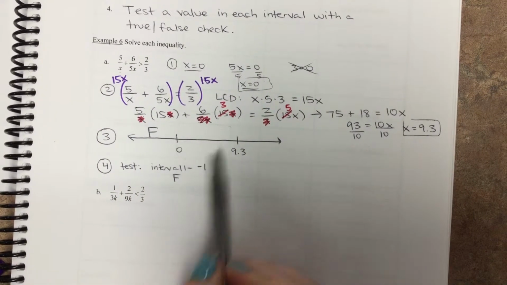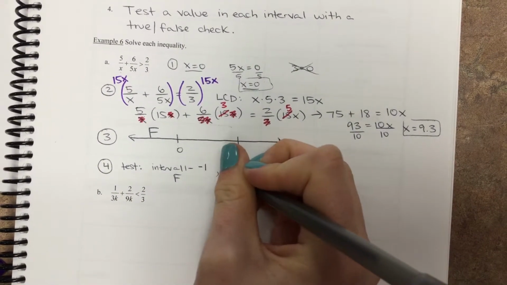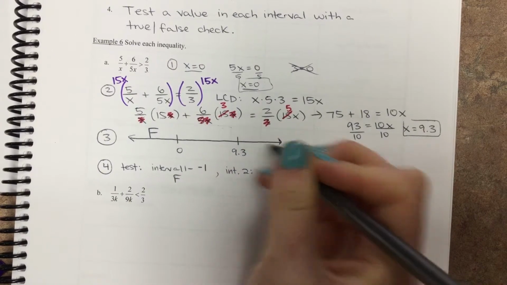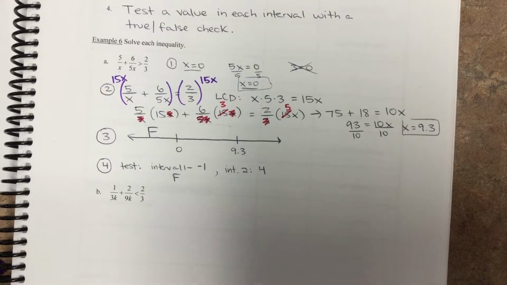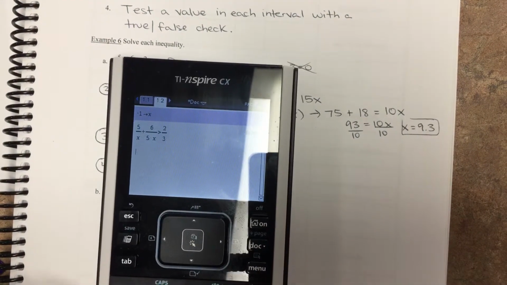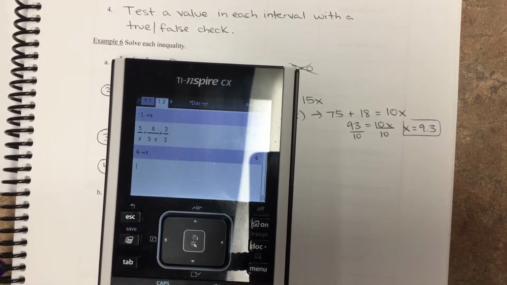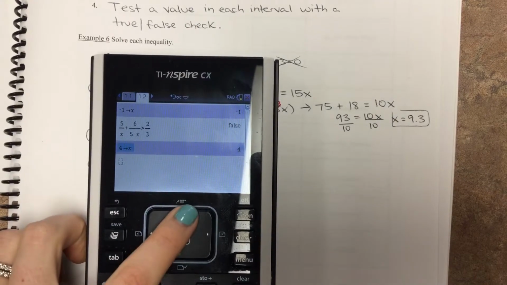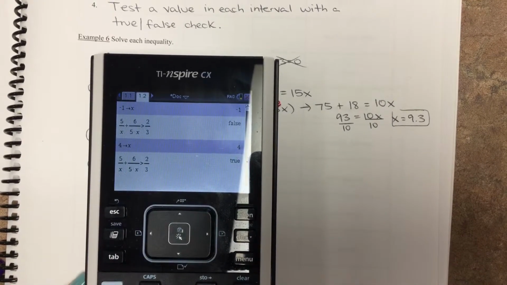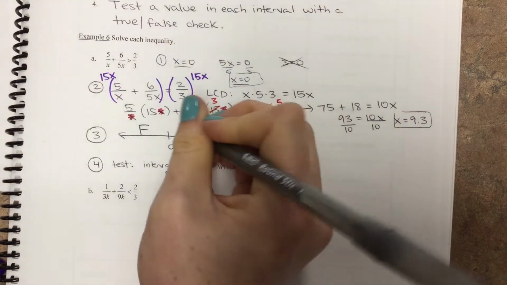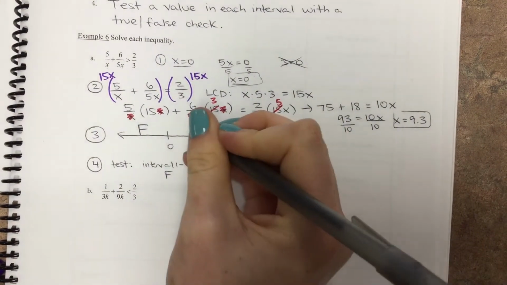So now pick something else. On interval 2, I'm going to select, how about 4? Anything you want, literally any number you want that's in here. So now I'm going to take 4 and store that in as x instead. And I'll copy and paste this inequality to see if 4 makes it true or false. Enter, 4 makes it true. So that means that anything on that interval would have made it true.